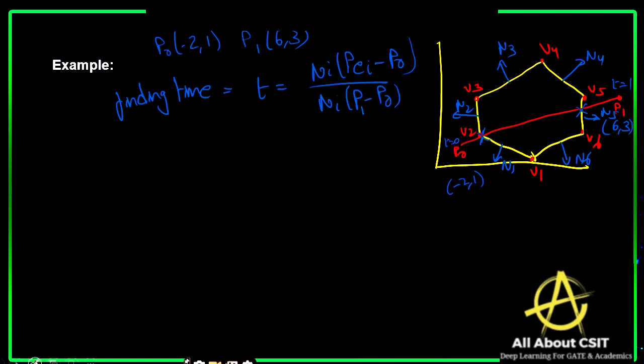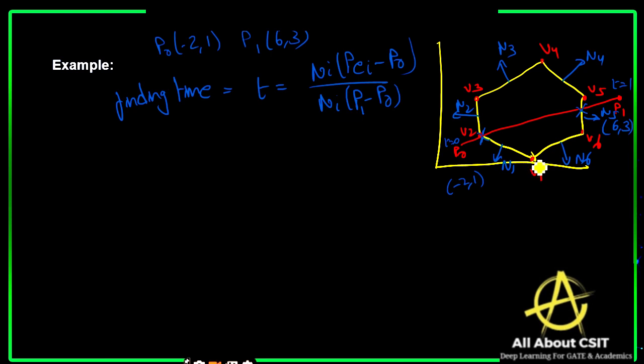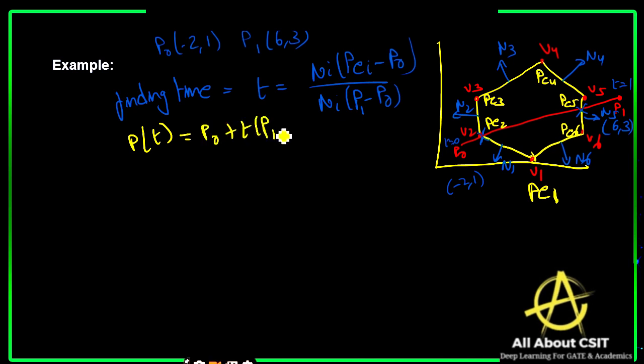So what is this Pi? Pi is nothing but the point at edge. Let's take the vertex as the point at edge: P1, P2, P3, P4, P5, P6. And what is the parametric equation? P of t is equal to P naught plus t into (P1 minus P naught), right? Now let's take step 1. So apply the algorithm now.